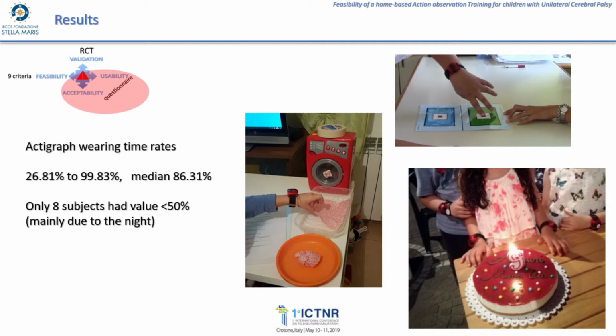If you see the active wearing time rates, they go from 26% up to 99%, so high variability, but we have a median value of 86%. Only 8 subjects had values less than 50%, and this was mainly because they would like to remove the bracelets during the night. The only participant with 26% was an adolescent who just wanted to wear the actigraph during the training because, you know, it's a particular age, so he would not go out of his home with it. But it's interesting data for us.